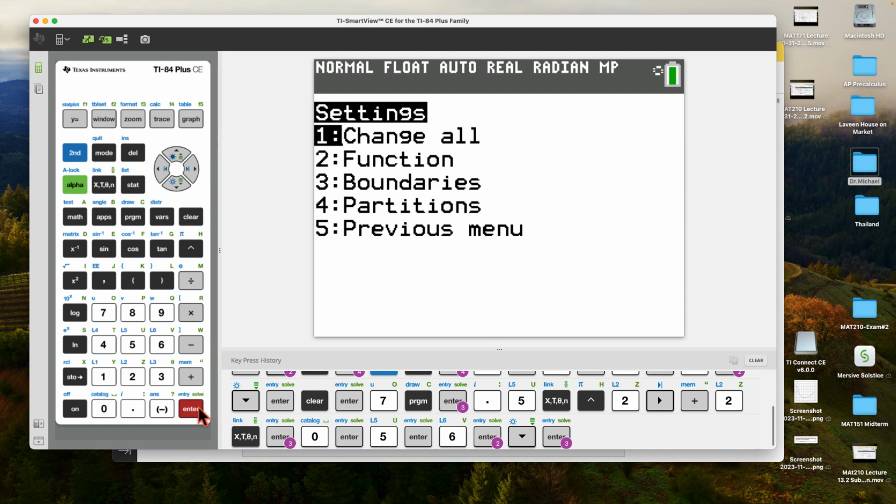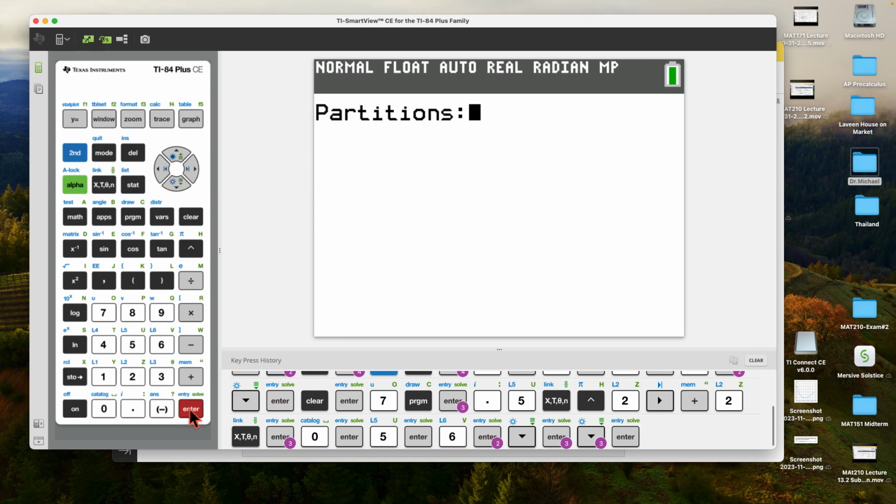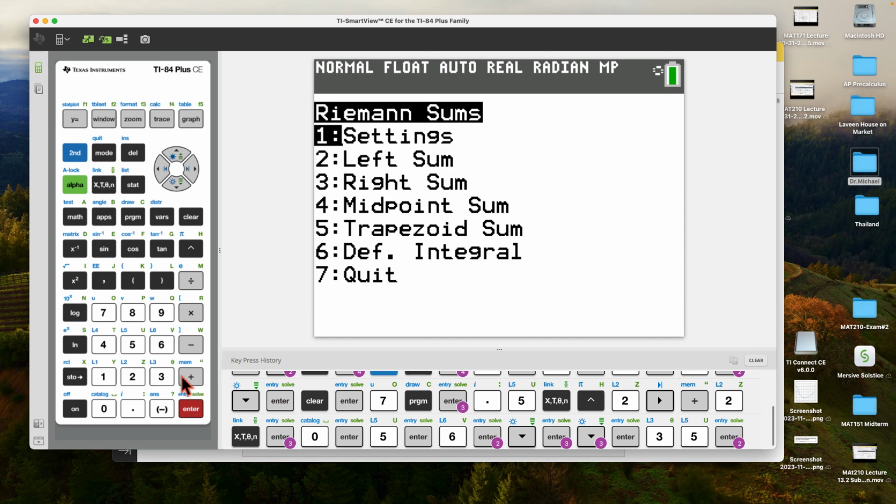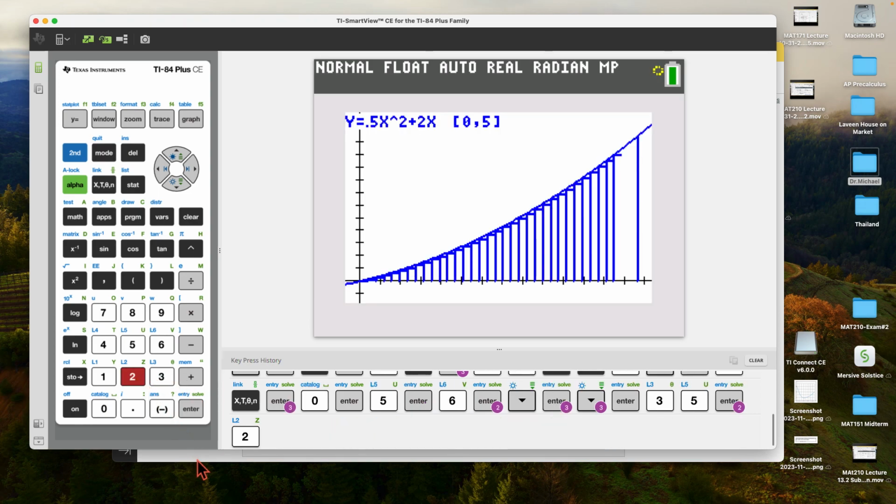I've got to go back to settings. It lets me change the number of partitions. So instead of 6, let's do 35. And we draw again. We go here. We're going to do the left side. There's 35. Does that look more accurate? Yeah, there's less underlap, and we're at 44.